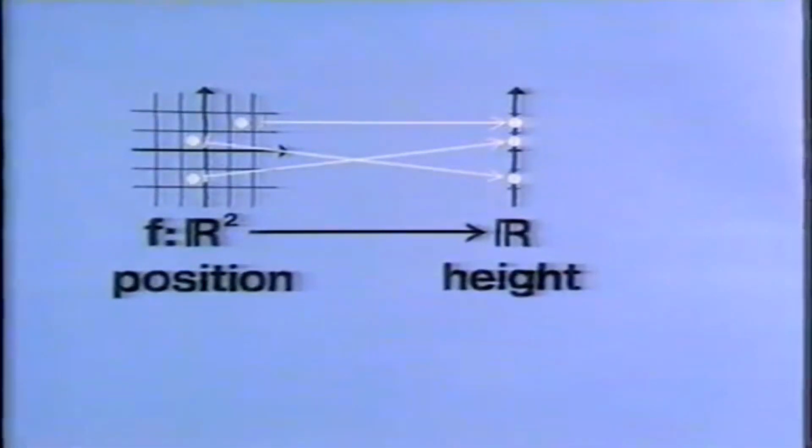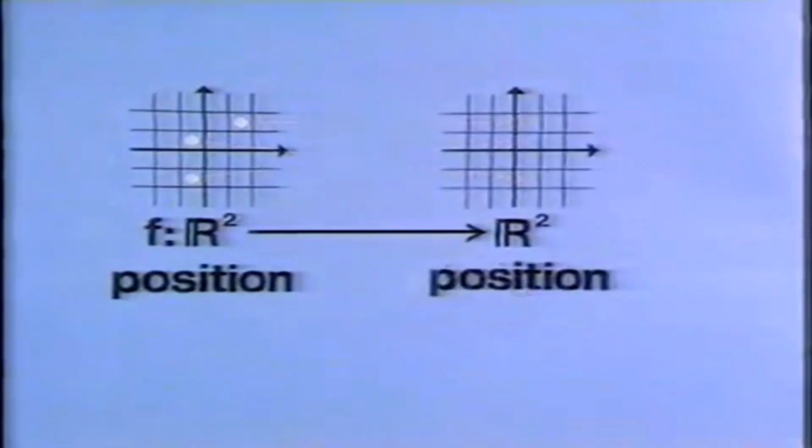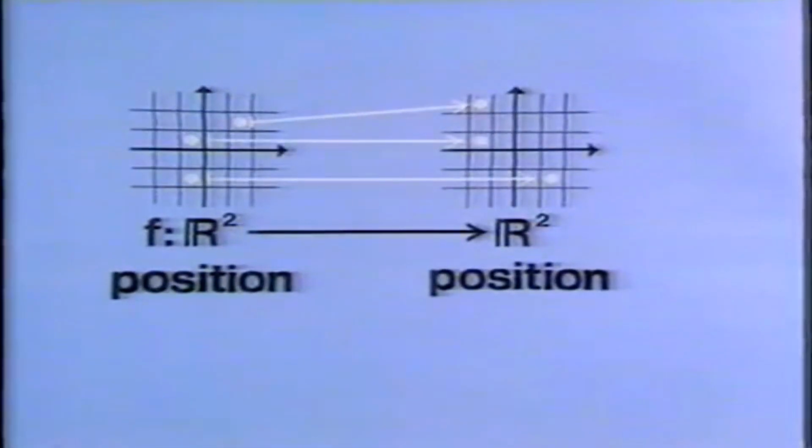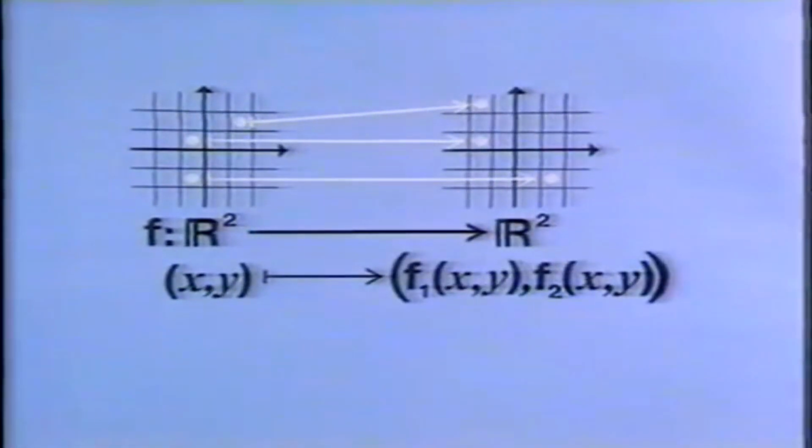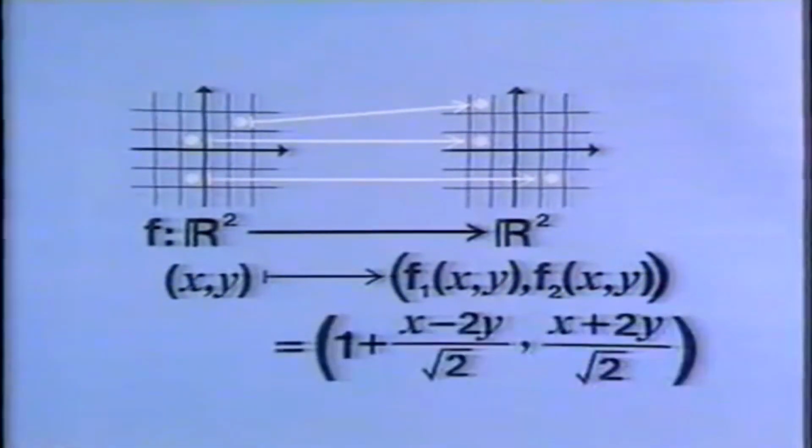The final type of function we'll look at is one from R2 to R2. Each position (x, y) in the domain gets mapped to a position in the codomain, a position which has 2 coordinates. So again, we need 2 coordinate functions, each one mapping a point (x, y) in R2 to a number in R. Here's an example. f1 maps the point (x, y) to the number (1 + x - 2y)/root 2, the first coordinate of the image position, and f2 maps (x, y) to (x + 2y)/root 2, the second coordinate.